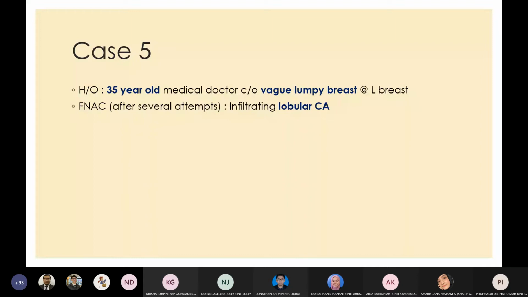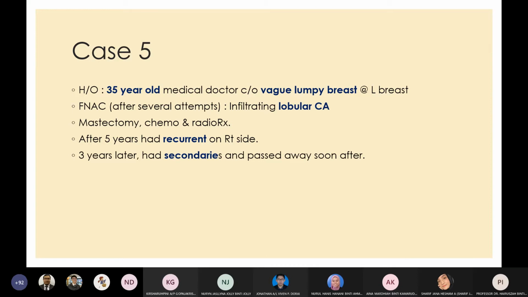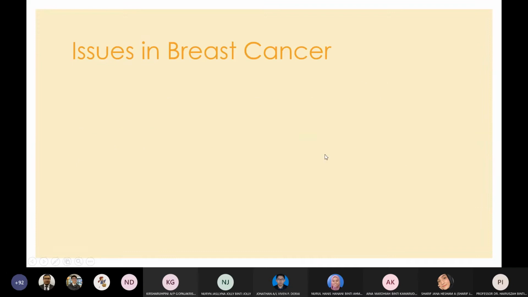It was diagnosed as lobular carcinoma. You notice this is lobular. The other three I talked about were ductal. Take note of that. The behavior is quite different. So this lobular carcinoma was treated the same way, with mastectomy, chemotherapy, radiotherapy. She was well until she developed a recurrence on the other side of the breast. And unfortunately for her, not long after that, she had secondaries and she died of the disease. So I'm just illustrating the different ways a breast carcinoma can present to you when you are practicing as, for example, a surgeon.